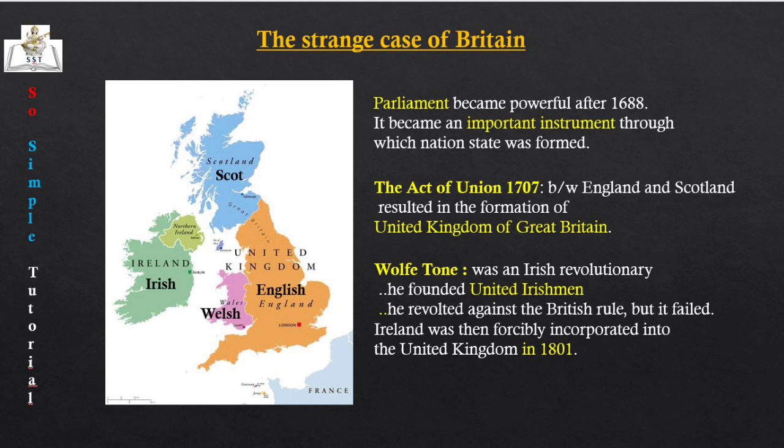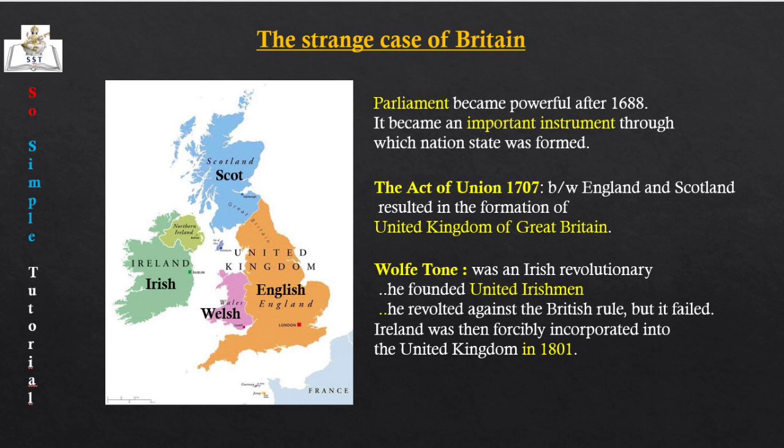Let us now see how Ireland became a part of United Kingdom. Ireland was divided between Catholics and Protestants. The English helped the Protestants of Ireland to establish their dominance over the country, which was largely Catholic. The Catholics revolted against the British dominance, but they were suppressed.